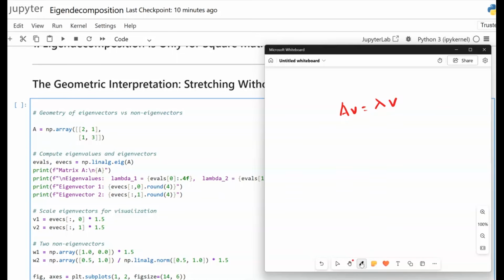Here the left side, AV, a matrix-vector multiplication, generally produces a completely new vector pointing in a new direction. And the right side, lambda V, is a scalar-vector multiplication, which only stretches or compresses the vector along its original direction. So from this equation, for this particular vector V, the complex matrix multiplication acts like simple scalar multiplication. Let me discuss that using this code.